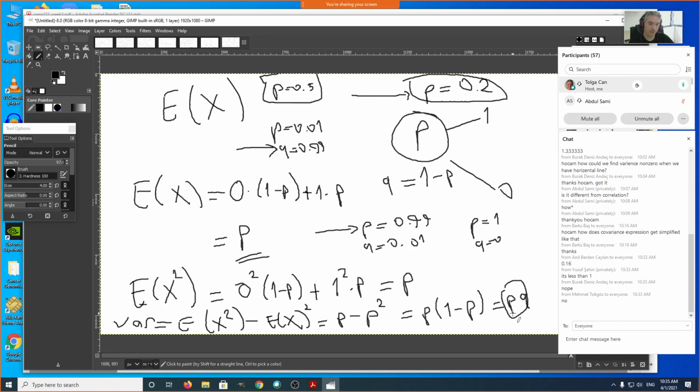For all the other values, you can actually draw a plot of p times q when p is changing between 0 and 1. I think it's going to be something like this. It's going to be a graph like this as we go from 0 to 1. When p goes from 0 to 1, this is p times q. So the graph of p times q is going to be something like this, and the maximum value is attained at 0.25 here. So this is how the variance is changing.